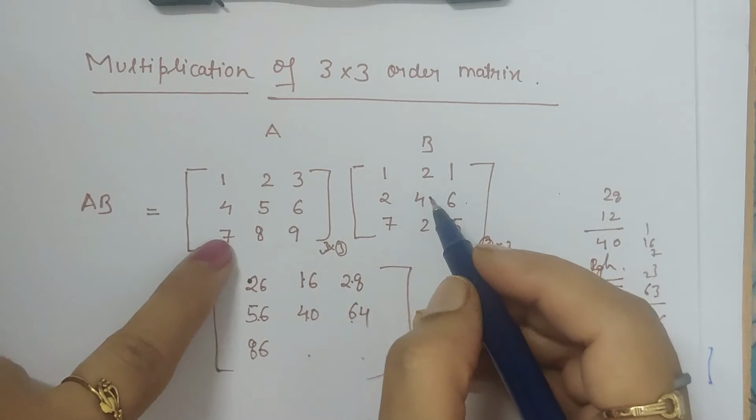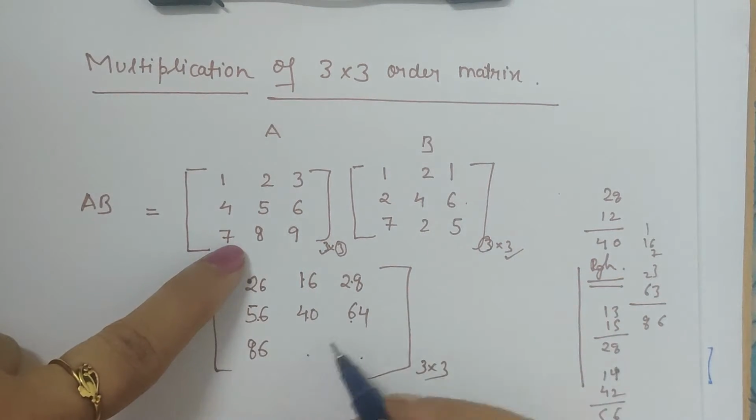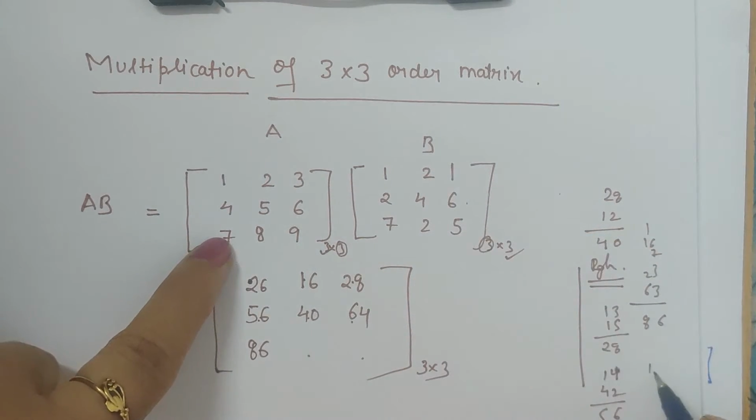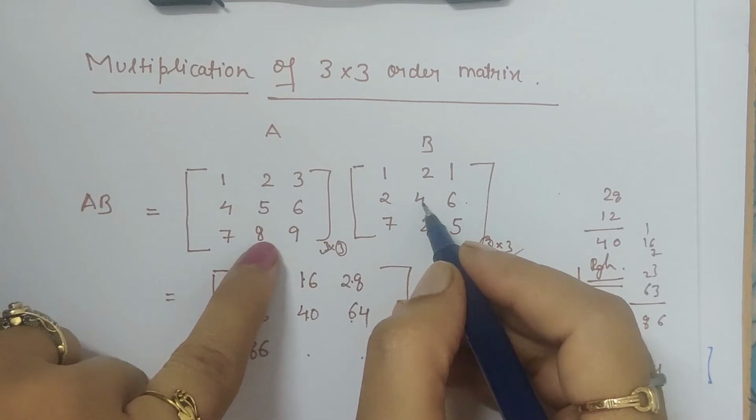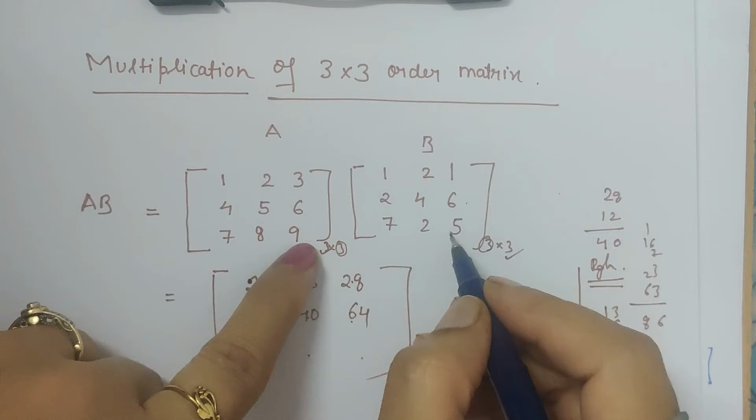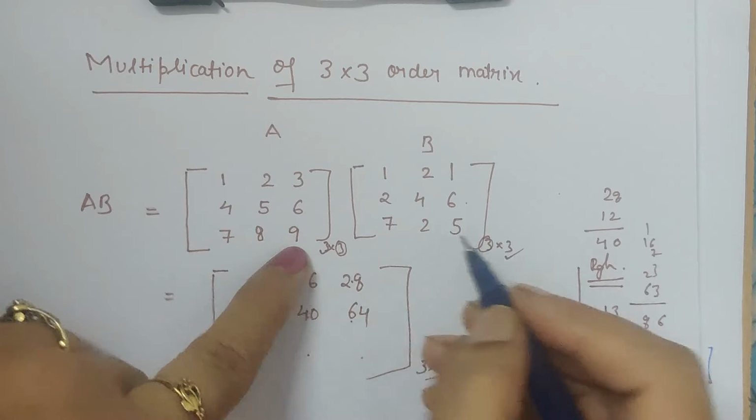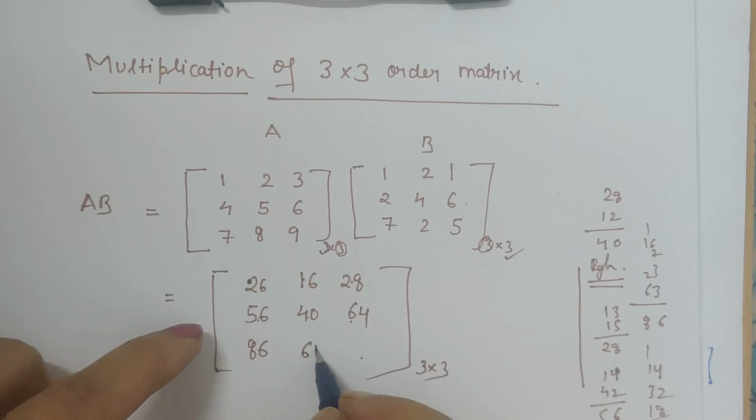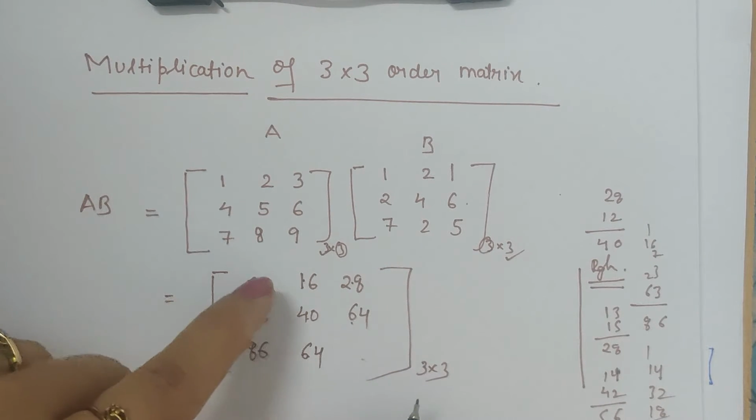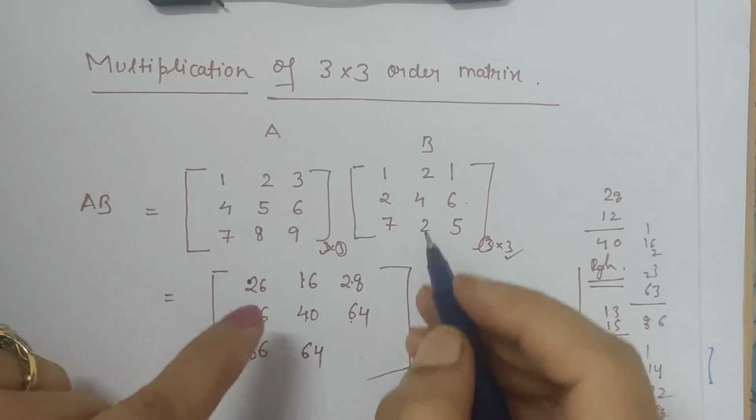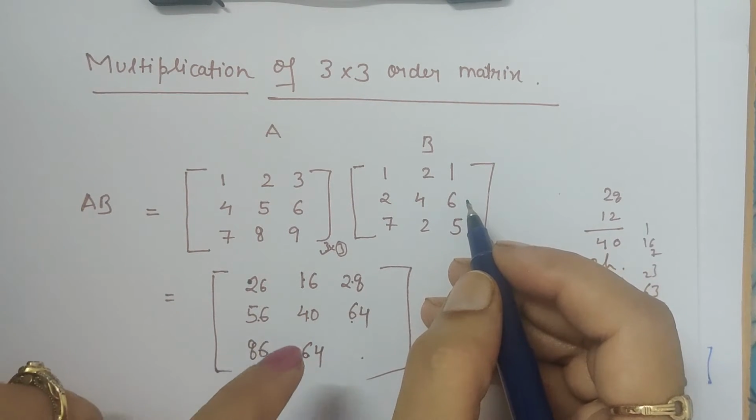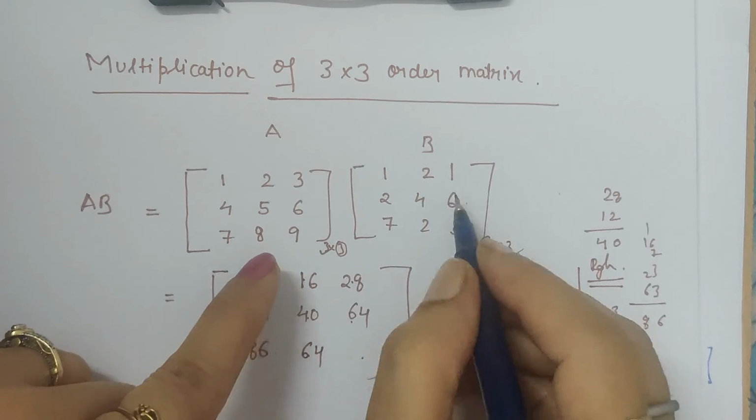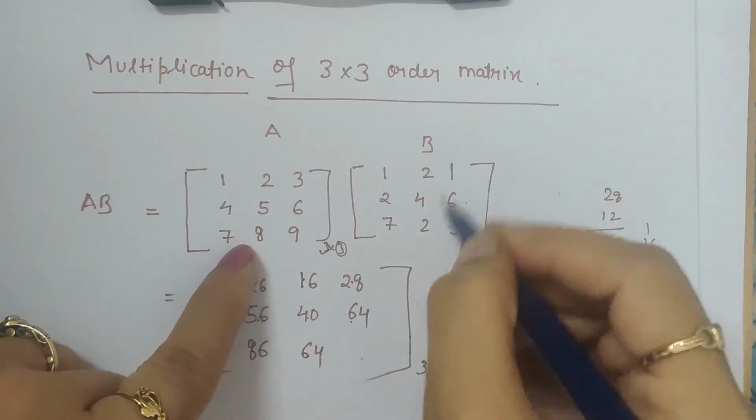Now let's do this row with the second column to get the second entry. 7 2s are 14, write here 14. 8 4s are 32, write here. 9 2s are 18. So when we add all these values, what do we get? 8 plus 2 is 10, plus 4 is 14, 3 4 5 6, 64. So the answer is 64. This way we have to solve. You can add it mentally also. It is nothing but the sum of the products of the corresponding entries of the row with respect to the column.